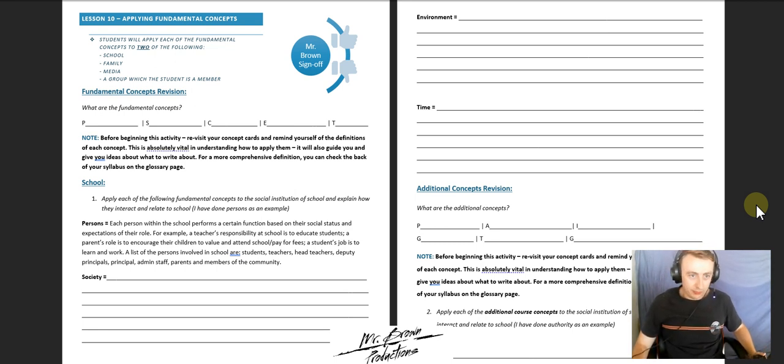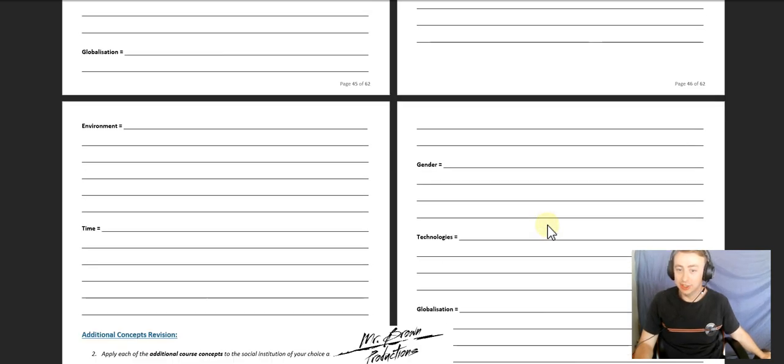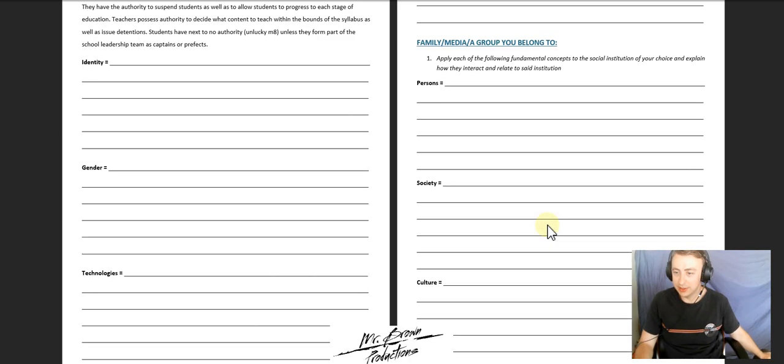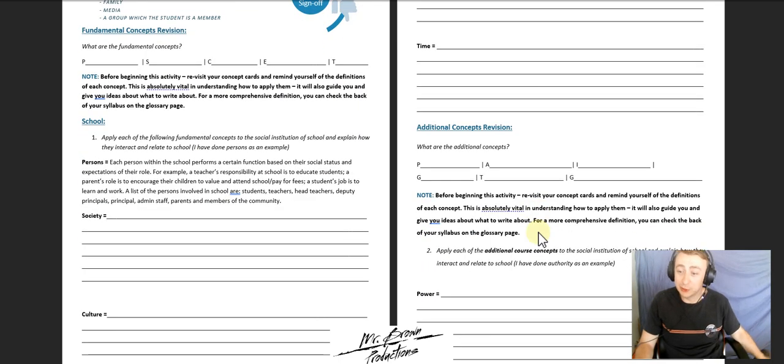Anyway, so we're going to be applying, oh, that's right. We're overachievers. So we're going to be doing it to two different social institutions. Now we get the choice here. We're going to apply it to, what did I write? School, and then you get to choose the next one. I don't care which one you do next. We're doing family. We're doing school.